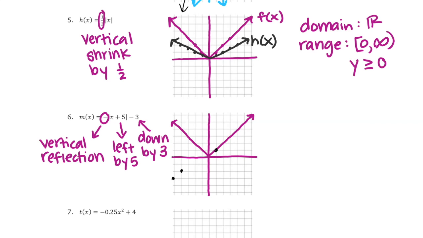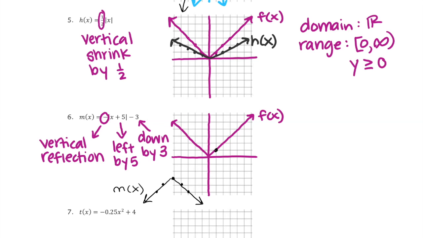It's going to be very similar, except I haven't dealt with the reflection yet. The vertical reflection means that it actually is going to be facing down now. So here's our reflection, kind of off the graph here. Okay, so this is our m of x. The f of x was the parent function. Now we have this m of x that had a vertical reflection and it was all shifted left by 5 and down by 3.